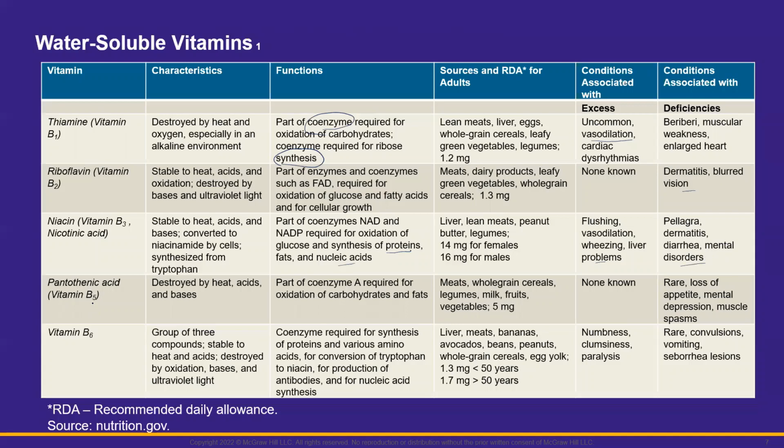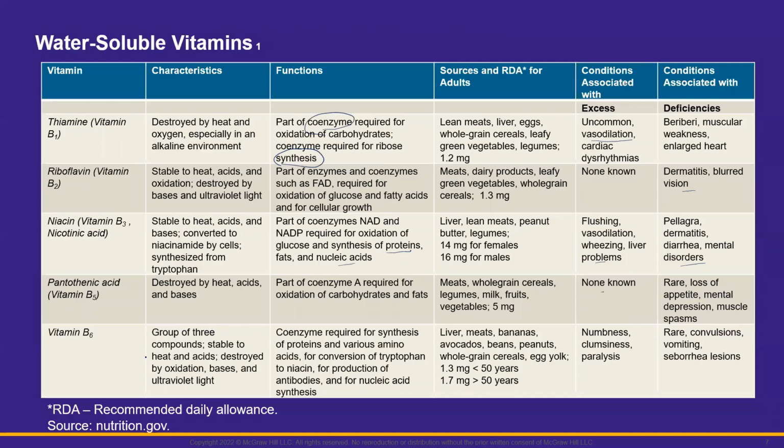Vitamin B5 or pantothenic acid is destroyed by heat, acid, and bases, part of coenzyme A required for oxidation of carbohydrate and fat. Sources: meat, whole grain cereals, legumes, milk, fruit, and vegetables. About 5 milligram per day. Excess unknown. Deficiency can cause loss of appetite, mental depression, and muscle spasm.